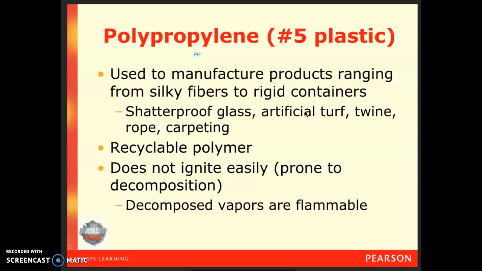So it's good for things like yogurt tubs and cottage cheese and some of those other small plastic containers. But it can also be used in the formation of fibers, and those fibers can go into a number of different commercial products, things like shatterproof glass, artificial turf, twine, rope, and carpeting. It is recyclable, it is very commonly recycled. What's interesting about this is it doesn't ignite easily. It's actually more prone to decomposition. And once it decomposes, the vapors are flammable, but on its own it doesn't ignite very easily.